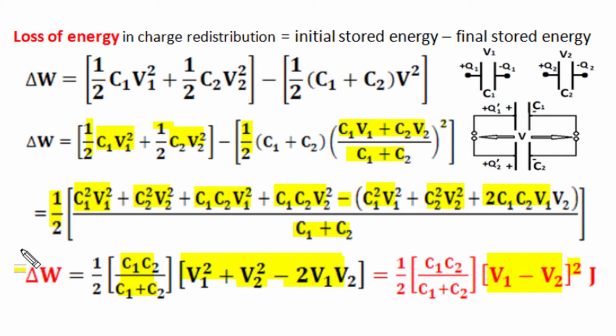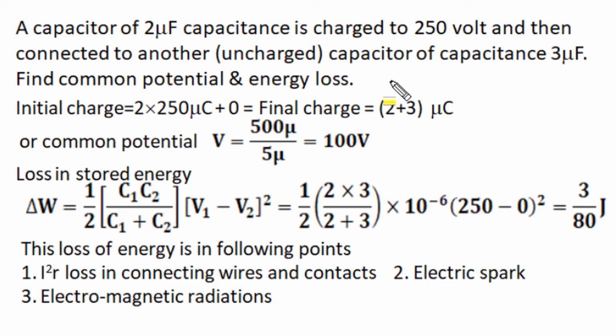And we can say the loss of energy in charge redistribution is half C, that is the equivalent capacitance of series connected capacitances, multiplied by V square, where V is the difference of two potentials V1 and V2. Higher the potential difference between two capacitors, higher would be the loss of energy in charge redistribution to attain common equalized potential. Let's understand the concept by a numerical example.